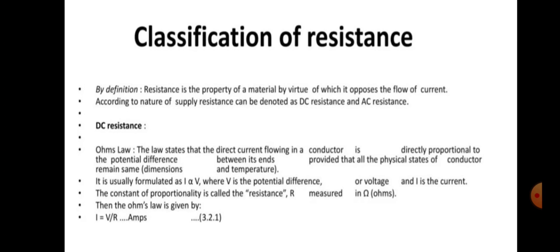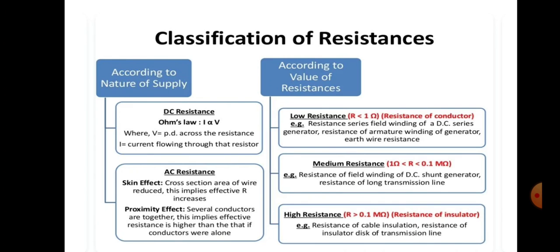So according to this, we can classify the resistances into different types. Now there are two categories. First one is according to nature of supply and second is according to value of resistances. So according to nature of supply, these resistances are classified into DC resistance and AC resistance.